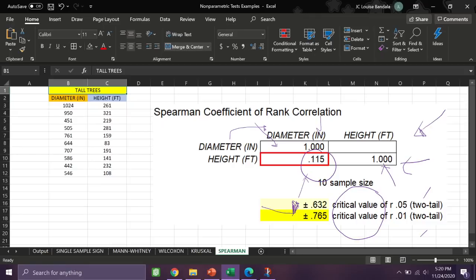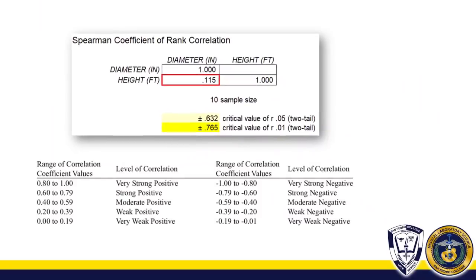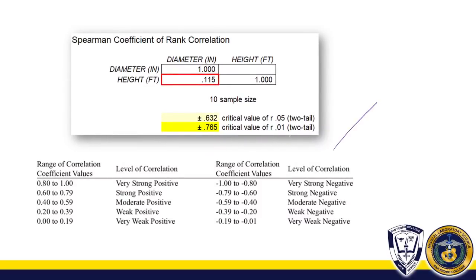Now, the next thing that we need to look at is the strength. So remember, we need to look once again here at ito pong ating table for us to know the level of correlation. So saan po ba si 0.115? So 0.115, since wala po siyang negative na sign, so that is considered as positive.